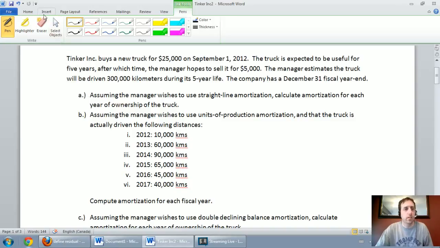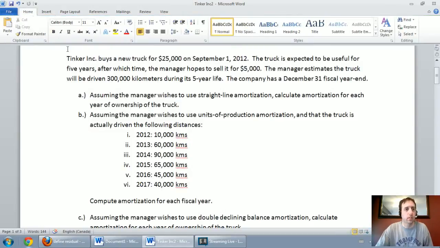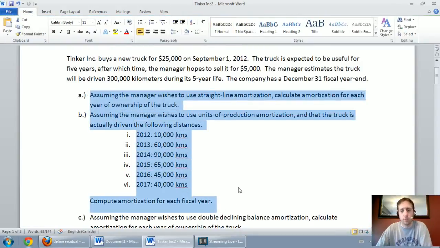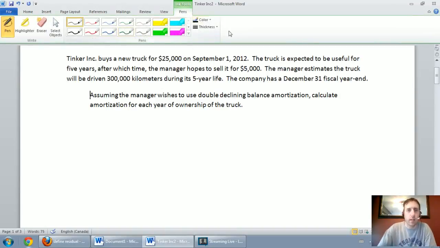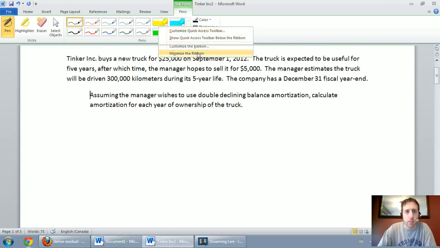So I'm going to actually just hold on. I'm going to just erase the first parts A and B, and we'll focus on what was part C on double declining balance method. So let me get my pen tool ready, and let's read through the question.